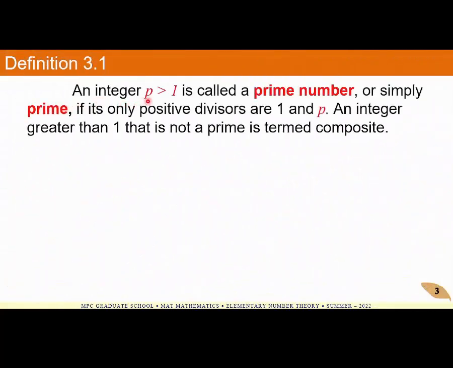Definition 3.1. An integer p that is greater than 1 is called a prime number, or simply prime, if its only positive divisors are 1 and p itself. An integer greater than 1 that is not a prime is termed composite.